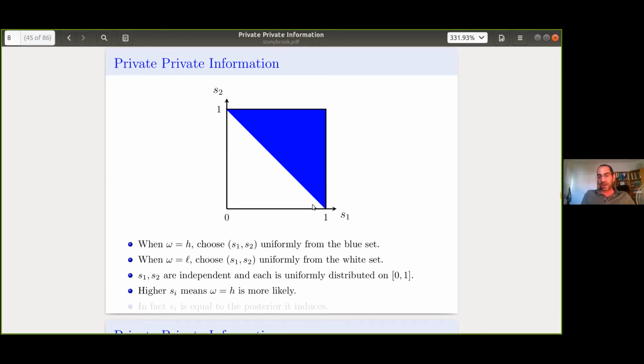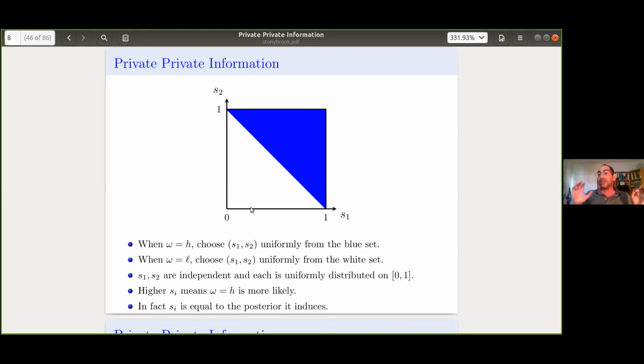For example, if agent 1 is told that S1 is 0.9, they in fact assign probability 0.9 to the state. So in this case, S_i is equal to the posterior that it induces. After I see a signal S_i, that's actually my posterior. So when I get a high signal, I'm pretty convinced that the state is the high state. When I get a low signal, I think it's the low state.